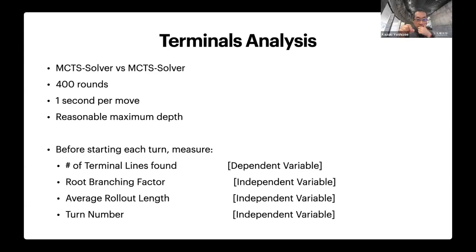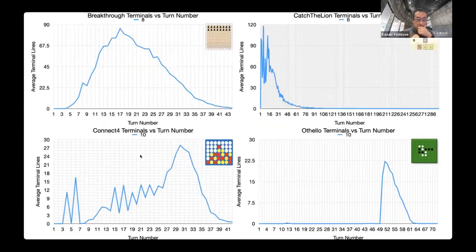Okay, I see. So the y-axis of the graph is the average out of 400 games, so it should be a maximum of 400. Yeah, you mean the y-axis. Okay, thank you.